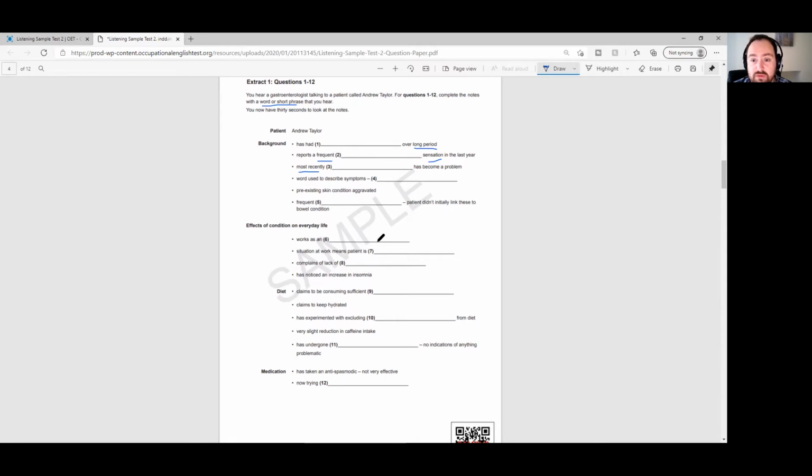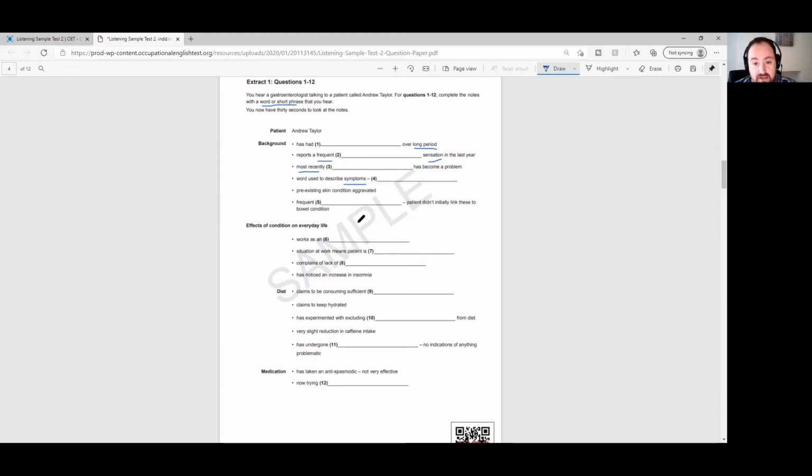Okay, and number 3, most recently, again, we've got a time reference here. That's going to help us a lot when we come to listen. Something has become a problem. What has become a problem? This is going to be another symptom, another issue that he's suffering from. Okay, a word to describe symptoms. That's what we're listening for here. And because it's a word to describe, we know this is going to be an adjective. So what could it be? Annoying, debilitating. It's probably not going to be debilitating, but it's going to be some kind of adjective that we have to listen for to describe the symptoms.